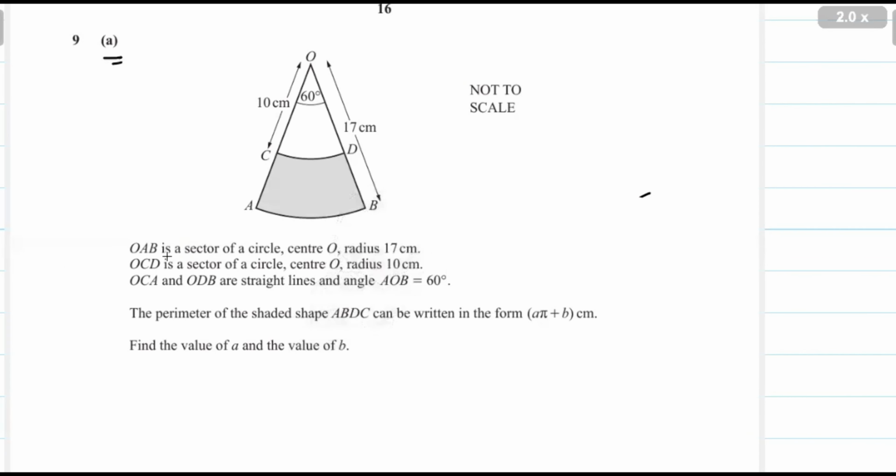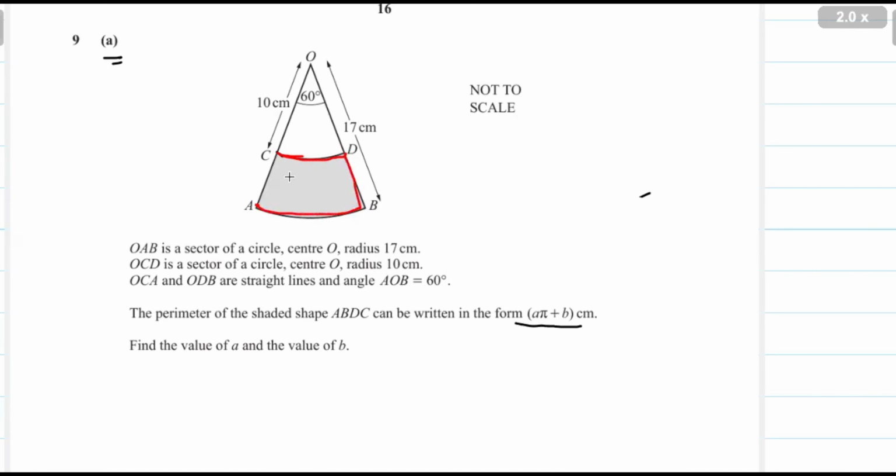Question 9, part A. OAB is a sector of a circle, center O, radius 17 centimeters. OCD, center O, radius 10 centimeters. OCA and ODB are straight lines. Angle AOB is 60 degrees. The perimeter of the shaded region can be written in the form A pi plus B centimeters. Find the values of A and B. Look here, we have to calculate the perimeter of this region. This is the region, CD and AB.